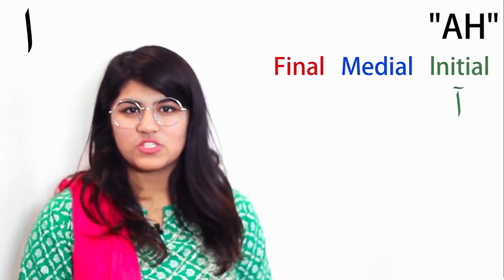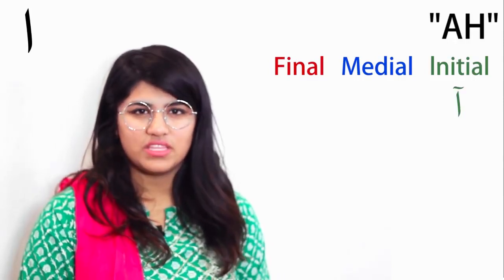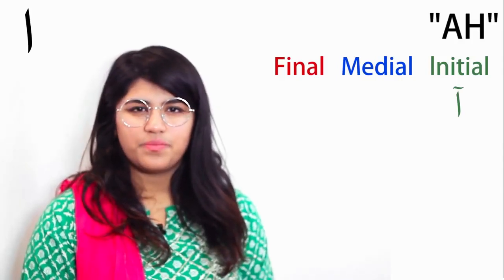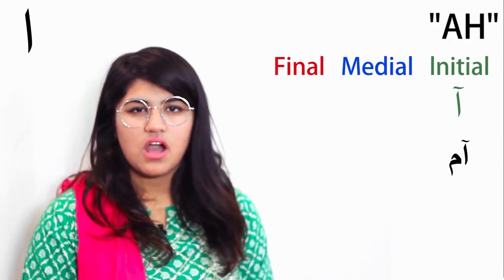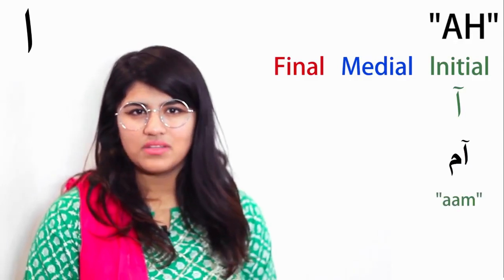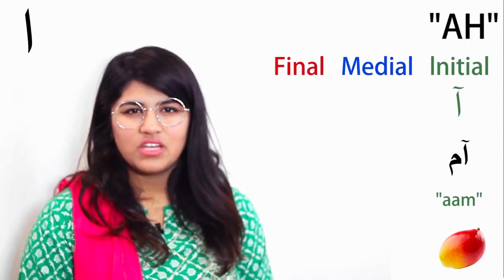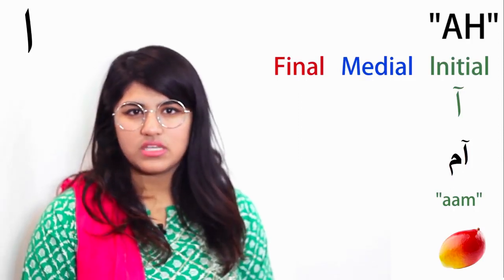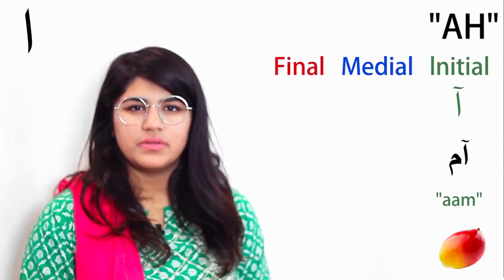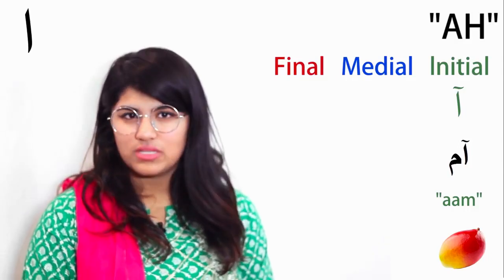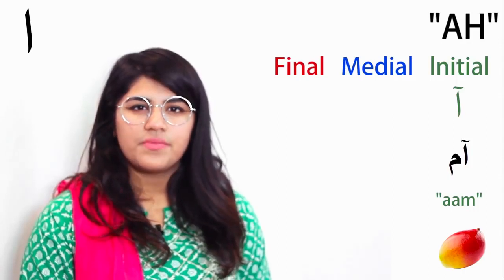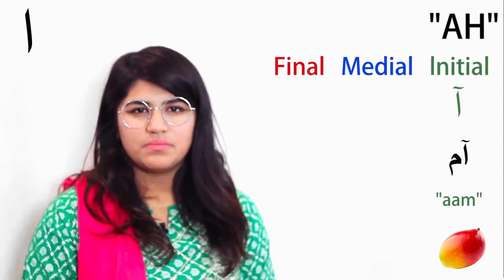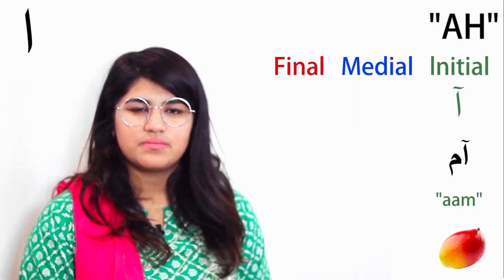In the initial position, we have alif with a squiggly line on top, alif mad, and your letter in front of it. This makes a long ah sound. So this word is am. Am is mango. Notice that if you have a zabr on top of the alif, this would be am. But because it has the squiggly line on top of it, which makes it a long vowel, it becomes am. The difference is am and am.